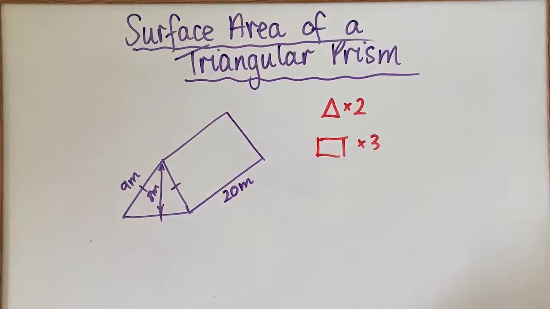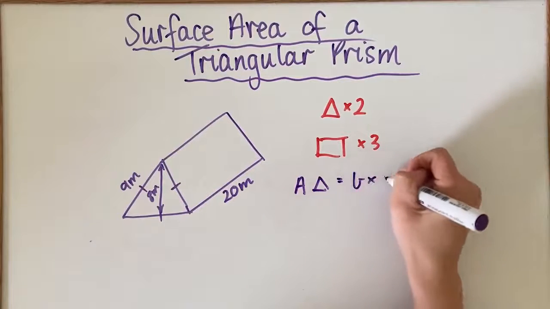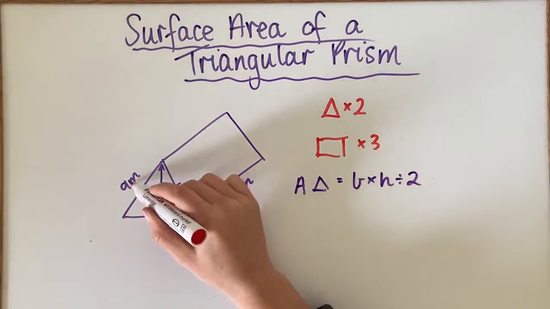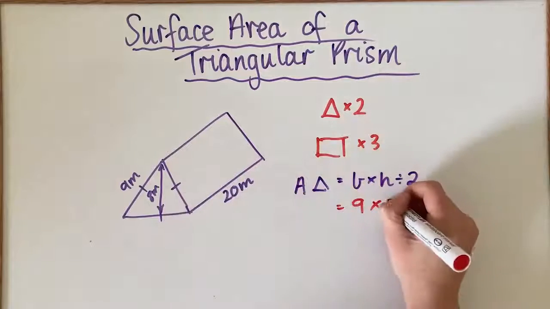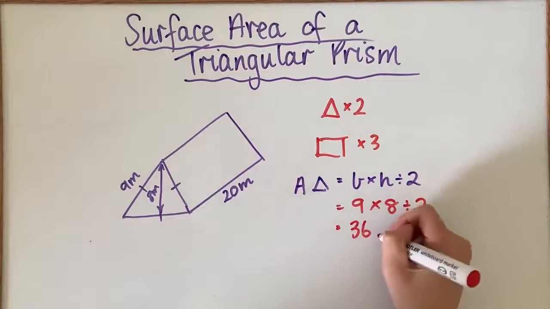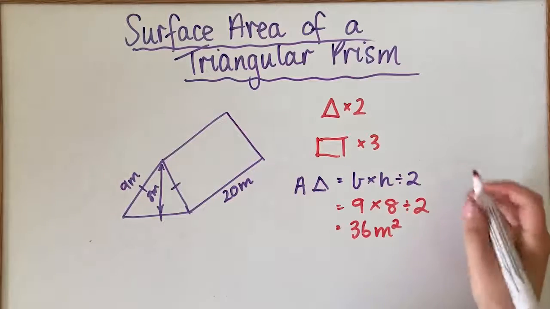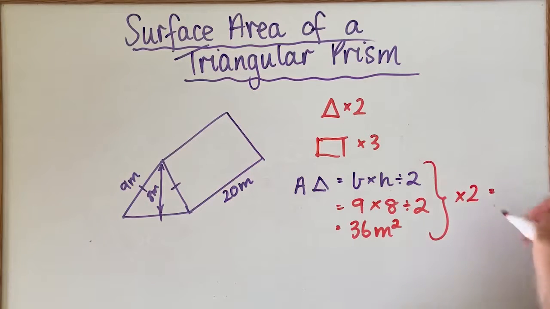To find the area of the triangles, I need to do base times height divided by 2, because that's the formula for finding the area of a triangle. Now the base of my triangle is going to be 9, even though my 9 is here, these three sides are the same. So it's going to be 9 times the height, which is 8, and then I'm going to divide it by 2, and that's going to be 36 meters squared. Okay, that's if I want one triangle. If I want two triangles, I'm going to double that answer, and that's going to give me 72 meters squared. Okay, that's for the triangle.